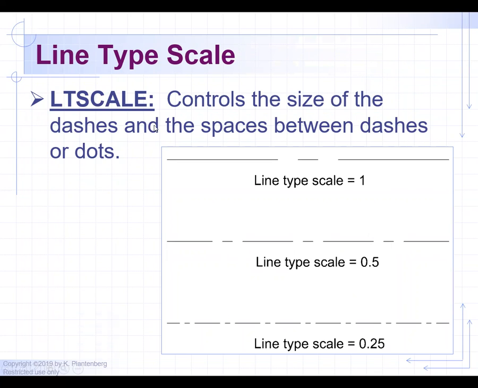The LTSCALE command controls the size of the dashes, which represent the spaces between dashes and dots. In this example, we have the LT scale set to 1. This is how it would more or less be represented. If we have 0.5, we'll have more dashes, and if we have 0.25, we'll get even more dashes. Depending on the drawing size and where we're going to print it, I always tell students to wait until we're ready to print to modify the LT scale.